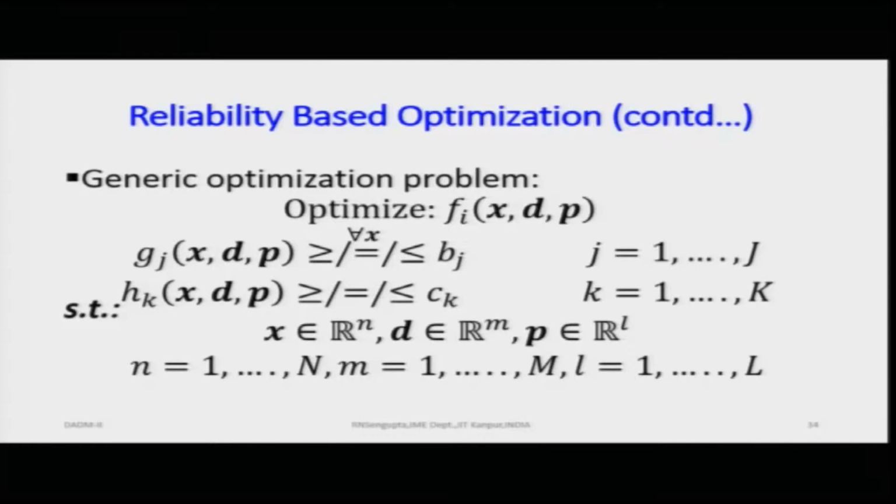So, the generic optimization problem, in a very simple sense, is like this. You want to optimize some fi, where i goes from 1 to n. So there are n objective functions and you want to optimize them. So it is basically a multi-objective optimization problem.